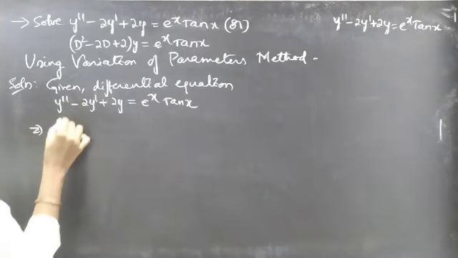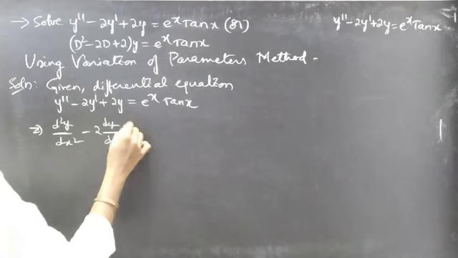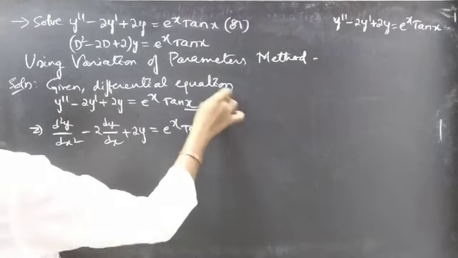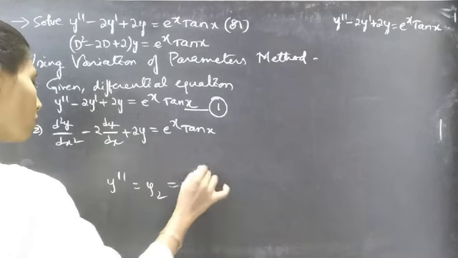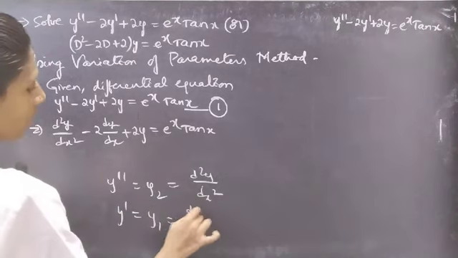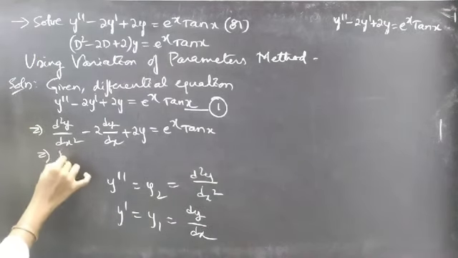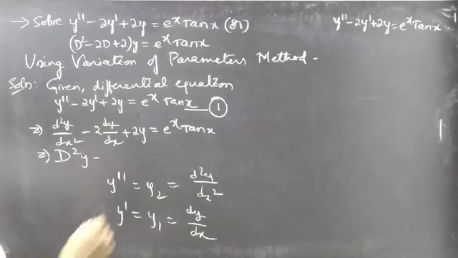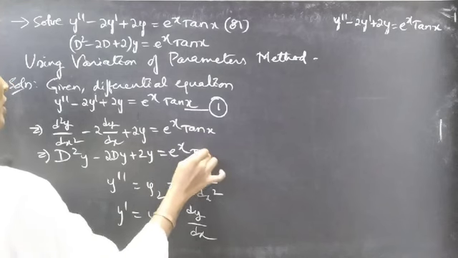Now we can write y double dash as d square y by dx square, minus 2 into dy by dx, plus 2 into y equal to e power x tan x. Consider this equation as equation number 1. We know that y double dash, or y2, is nothing but d square y by dx square, whereas y dash, or y1, is nothing but dy by dx. Now we can write d square y by dx square as capital D square y, in operator form, using the differential operator D, minus 2 Dy plus 2y equal to e power x tan x.